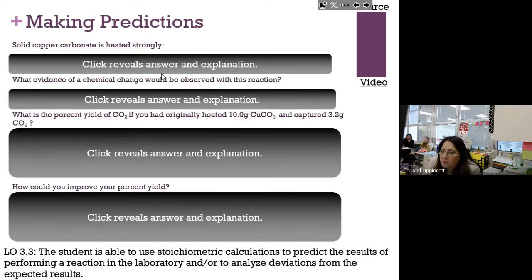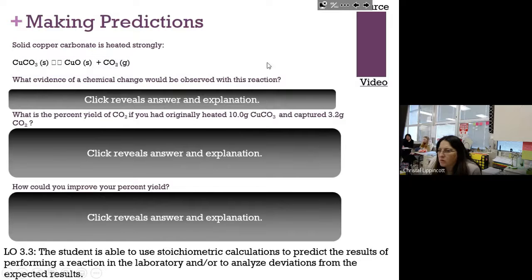All right, making predictions. Did you have to write equations for these, or did you have to write any equations for any of these? Yes? Yeah. Isabella says yes. Okay. Remember, these two boxes are actually an arrow. It just didn't transfer well. So there's your first one. Any questions on that? So this was a decomposition reaction.